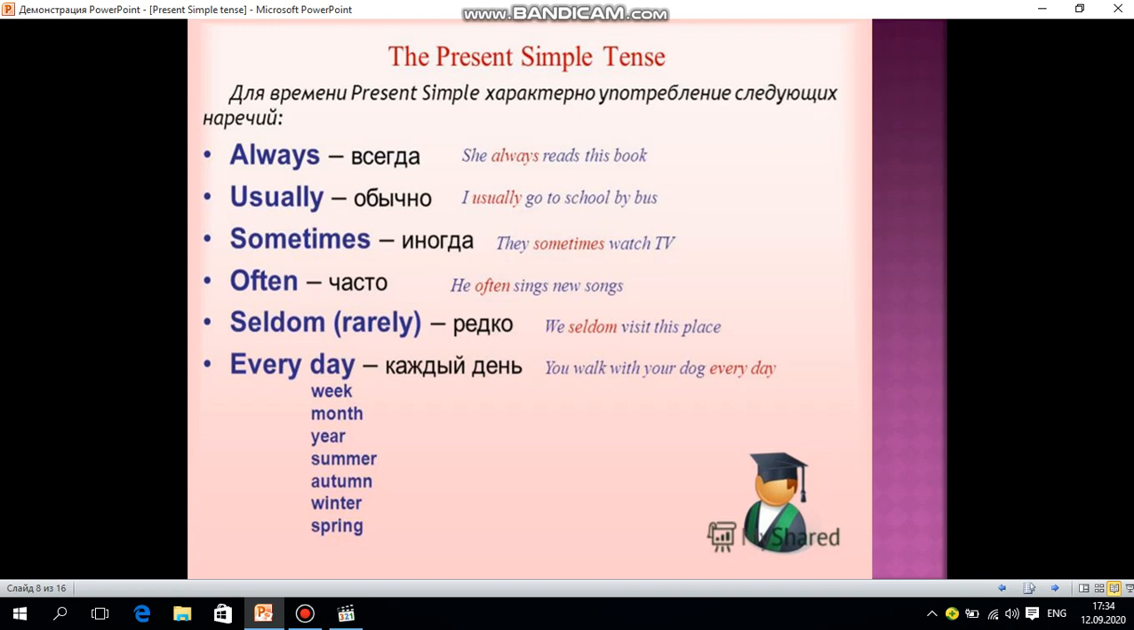The present simple tense is commonly used with the adverbs of frequency. The adverbs tell us how often something happens, and here are some of them: always, usually, sometimes, often, seldom, every day, every month, every year. Examples: she always reads this book. I usually go to school by bus. They sometimes watch TV.